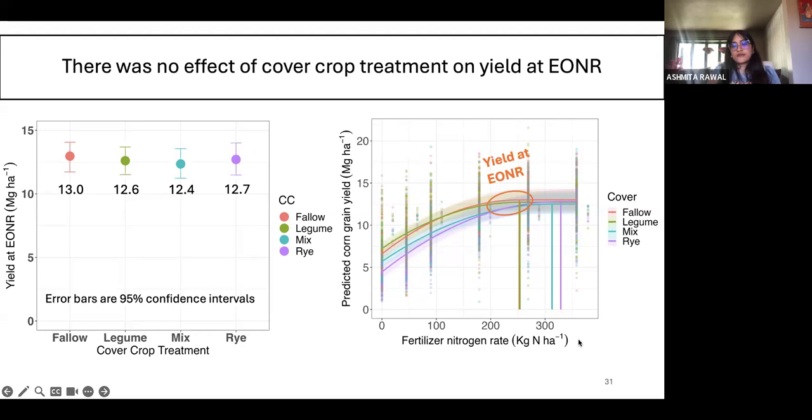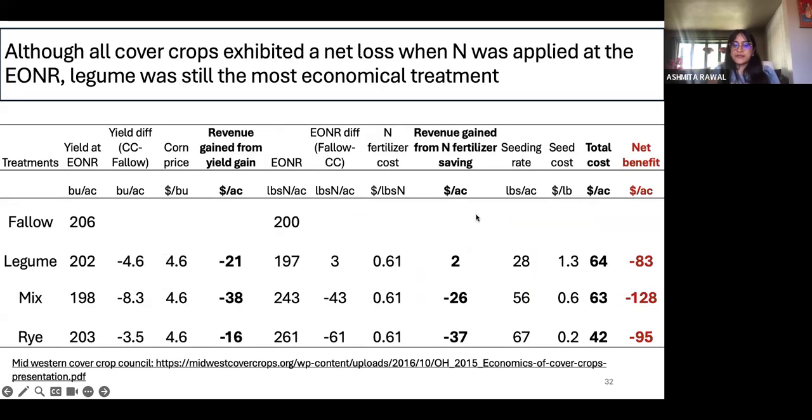Now, after all of that, I also did some economic analysis in order to see the net benefit associated with all these treatments. Just a heads up that so far I've shown all the data in SI units, but now I'm going to use American units like bushel per acre and pounds nitrogen. Previously, I was talking about megagram per hectare and kilogram nitrogen, just for easy interpretation and to get better perspective.